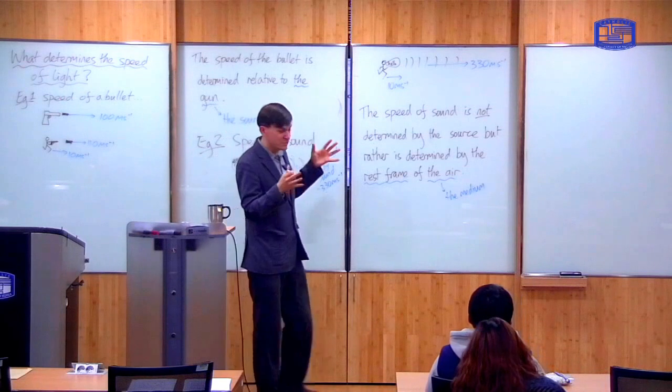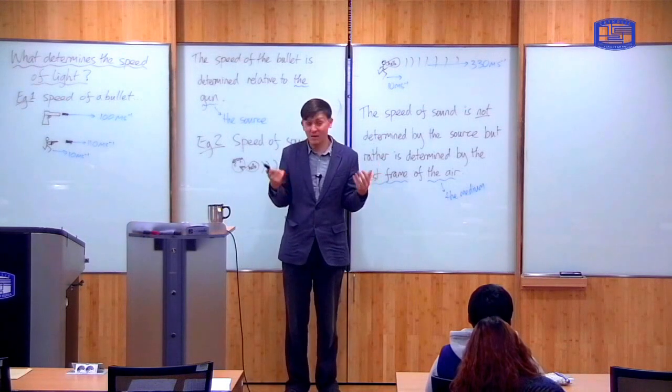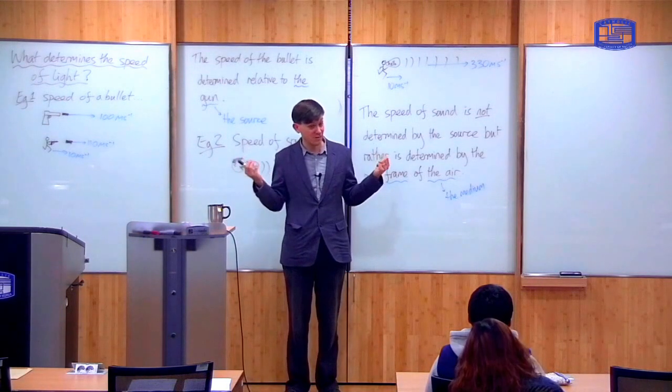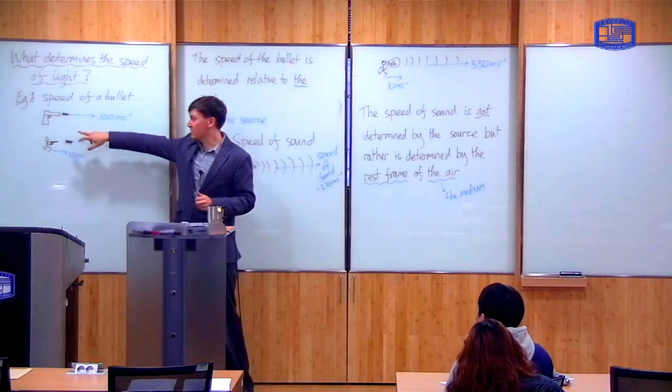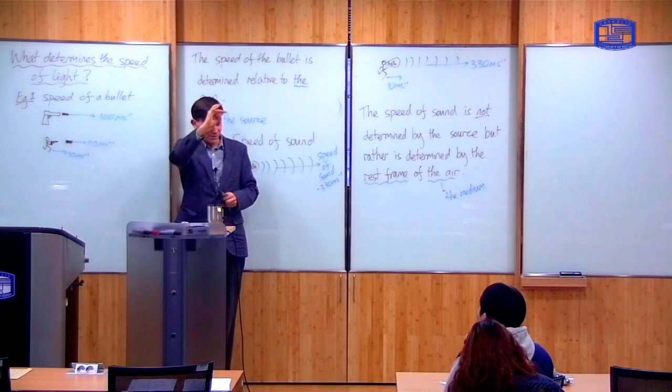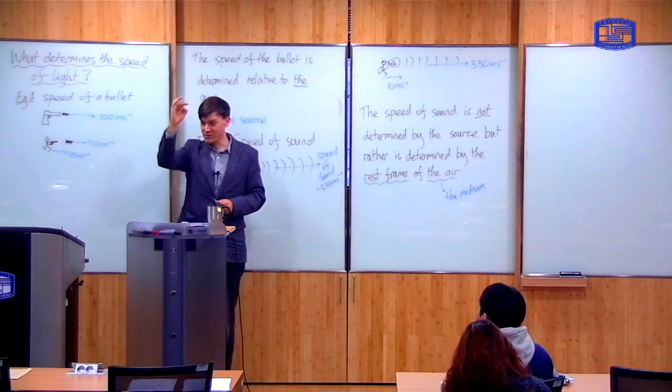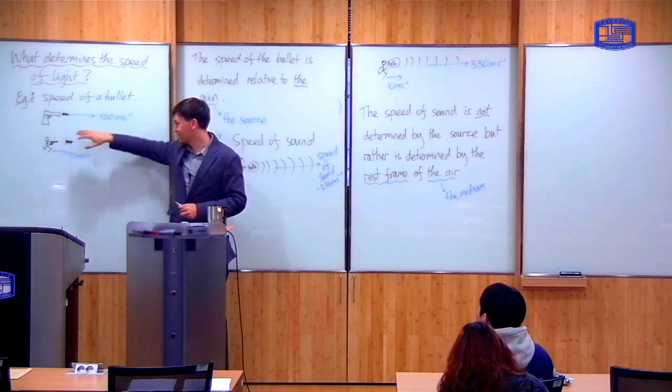Right, so what I want to do now is ask the same kind of question about light. How does light behave? If you look at these two examples, the major difference is that the bullet is a particle. It's a kind of point object.